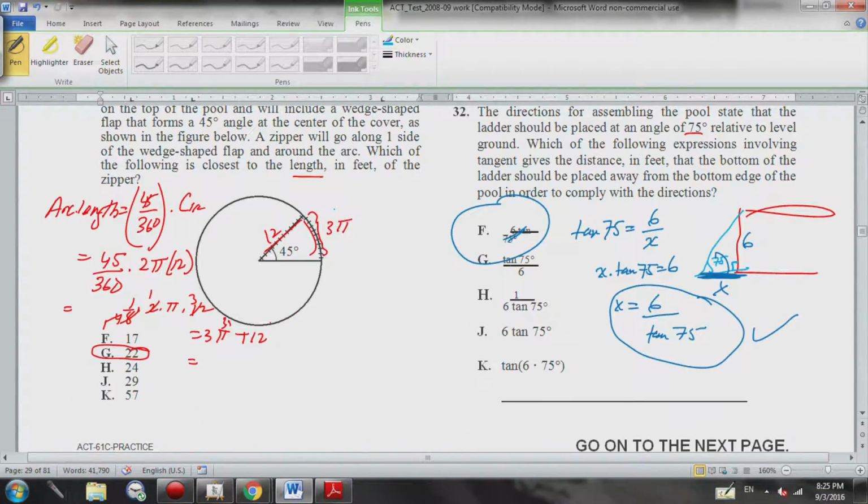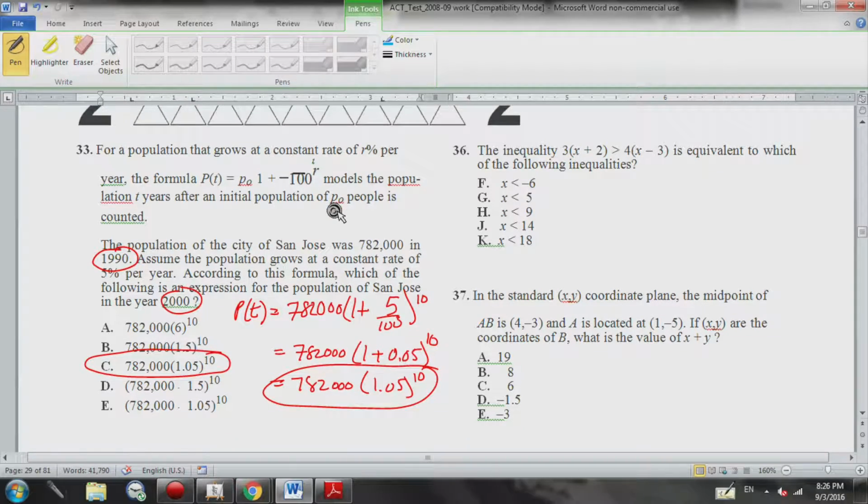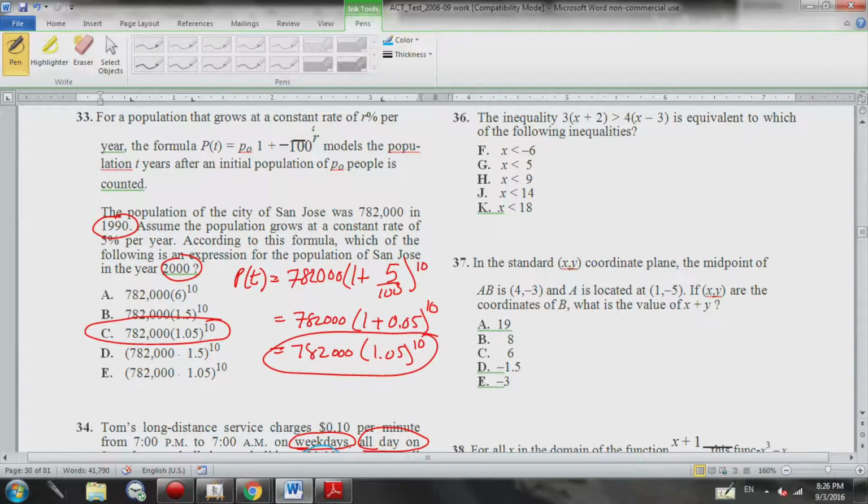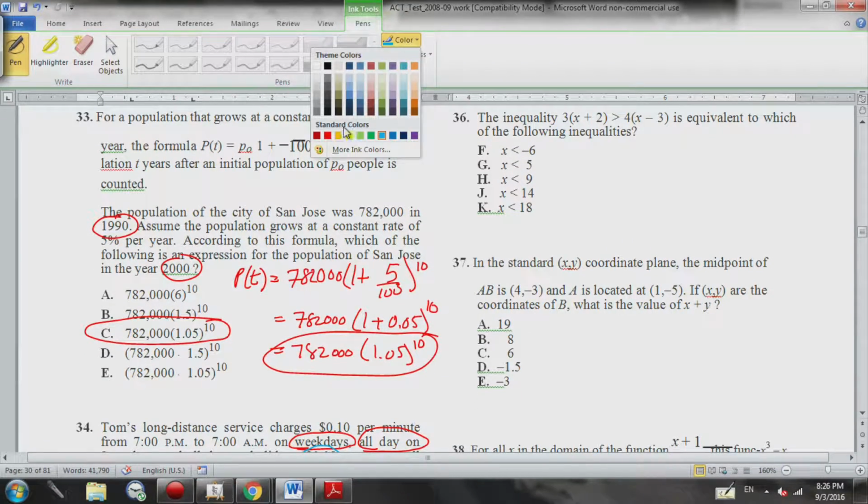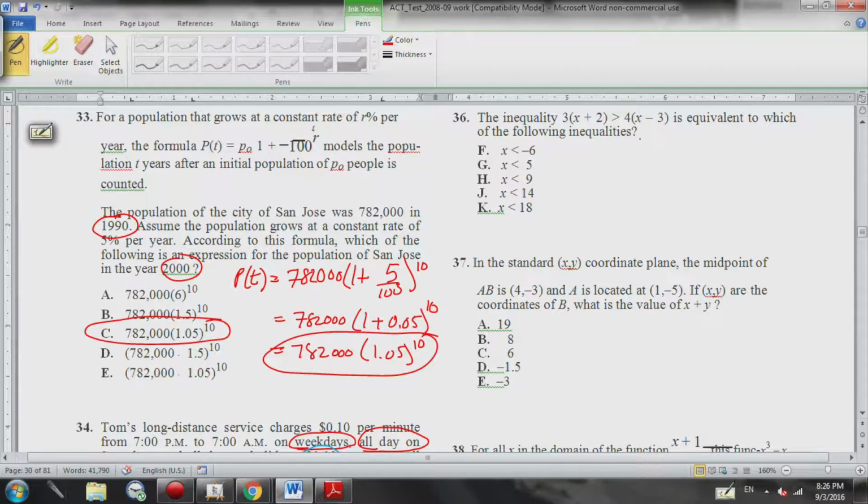Let's go on to 36. Question number 36 says, the inequality, this, is equivalent to which of the following inequalities? Okay, well, let's see. Let's simplify this.